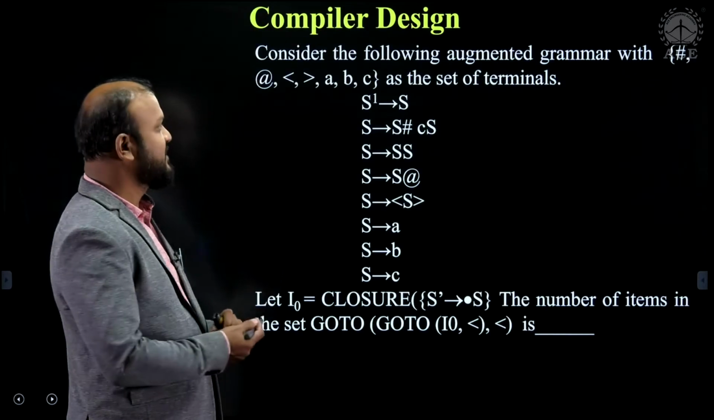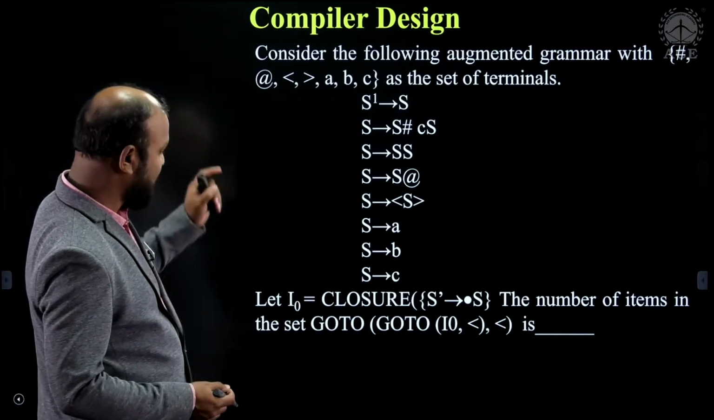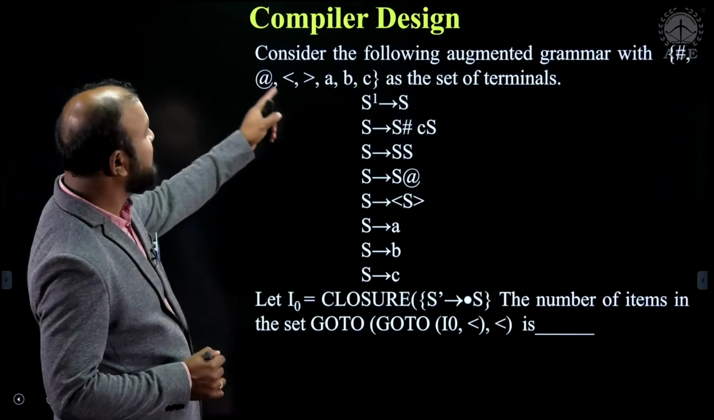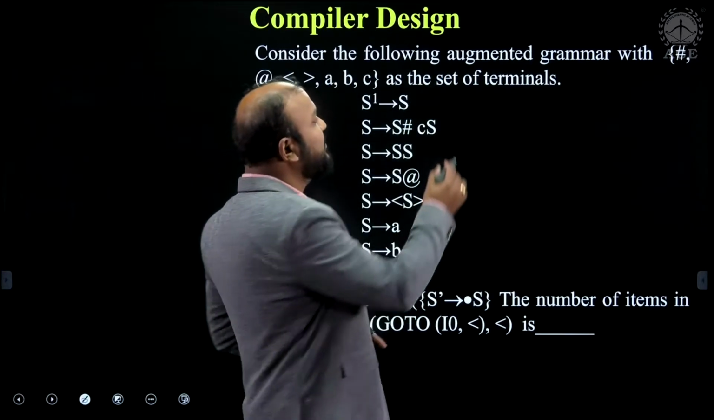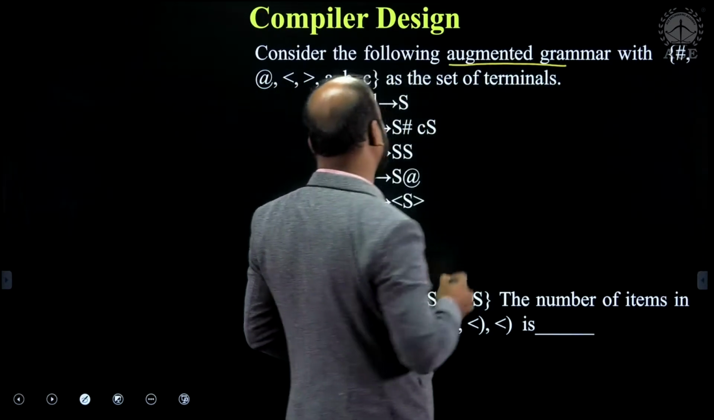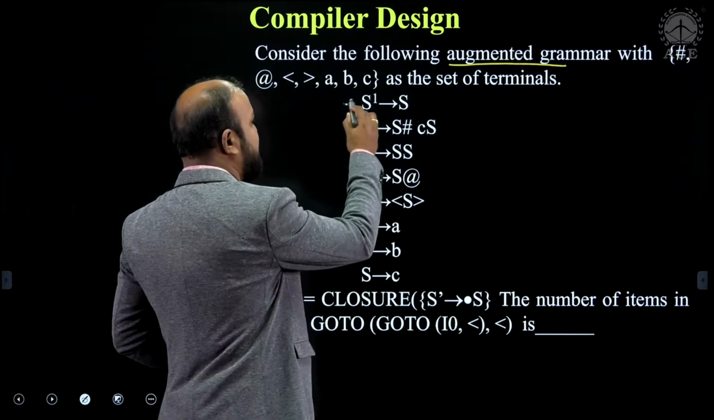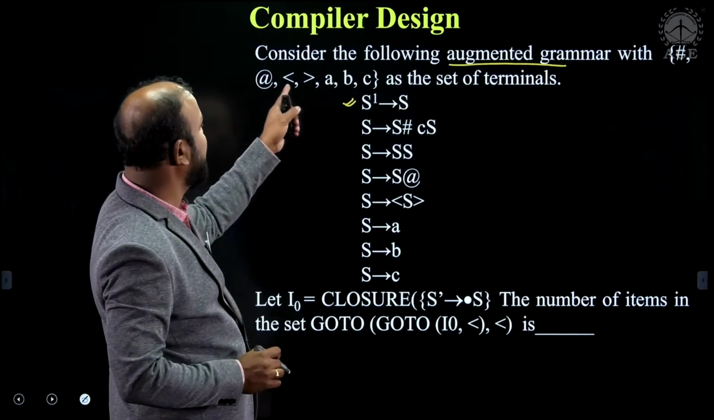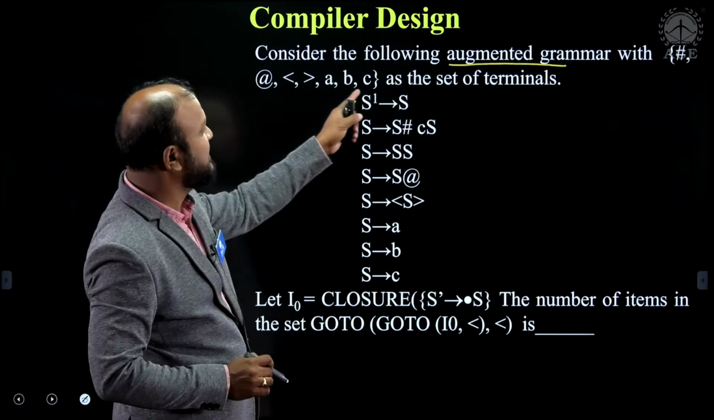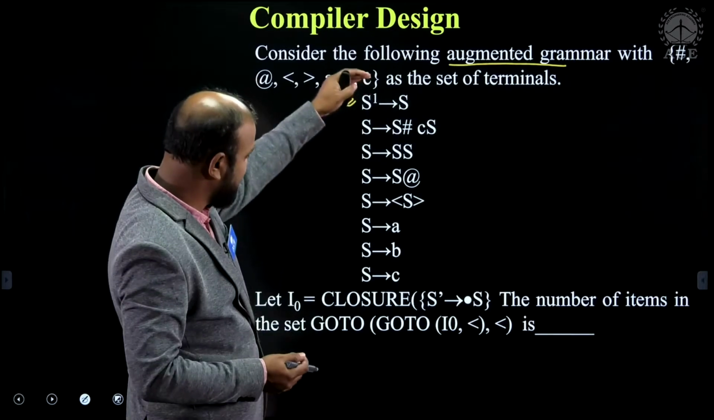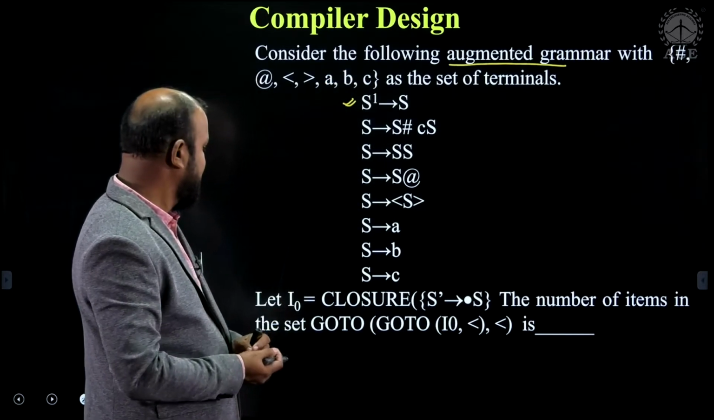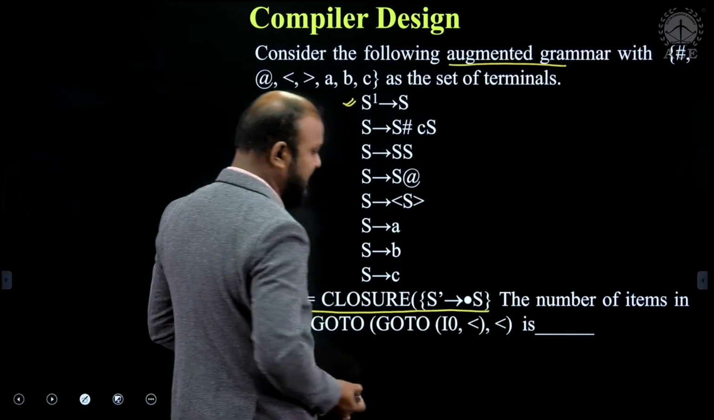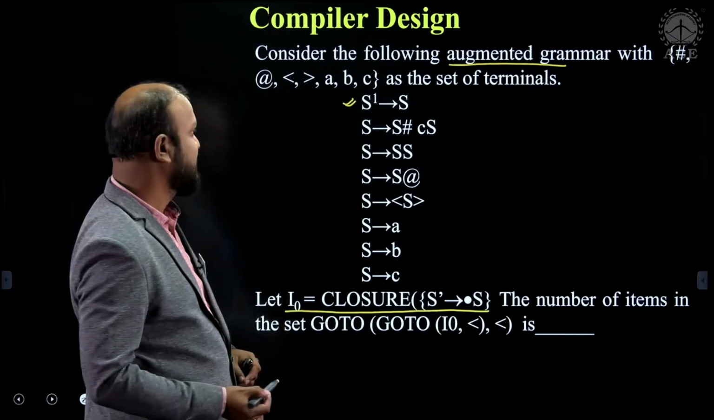Coming to the first question, this question is based on LR(0) items. Consider the following augmented grammar. Grammar is augmented with the production S' tends to S with # at the rate < > A, B, C as a set of terminals, and these are the grammar productions. Let I0 be the closure of S' tends to dot S.